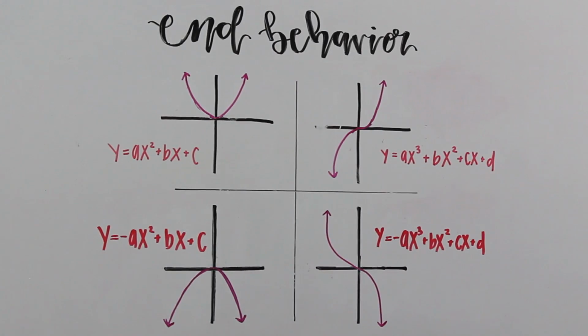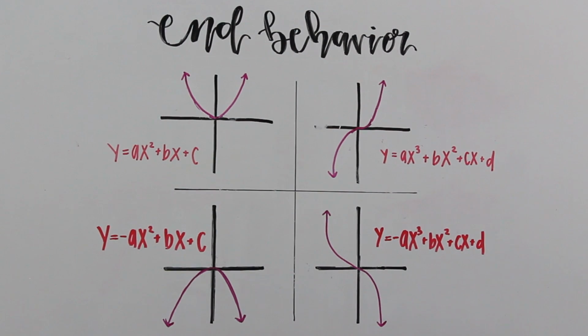Now what if the graphs are negative? Let's compare the four graphs we have here. The top graphs are the positive versions, and the bottom graphs are the negative versions. As we can see, when we have the same even or odd condition, functions with the negative highest degree term have opposite end behaviors as functions with the positive highest degree term.